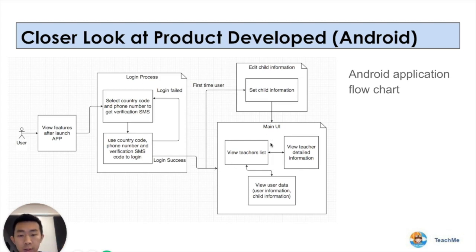In the main user interface, the first thing they can view is our teachers list, and they can also filter what kind of teachers they want. In each teacher, they can click on the details to view the teacher's detailed information, such as their education background and work experience. Also, each user can view their user status, such as their age, gender, and their child information, which they already inputted the first time they used our app.